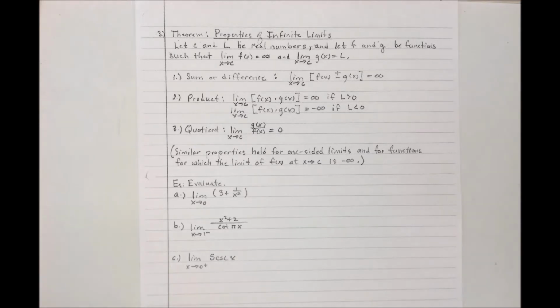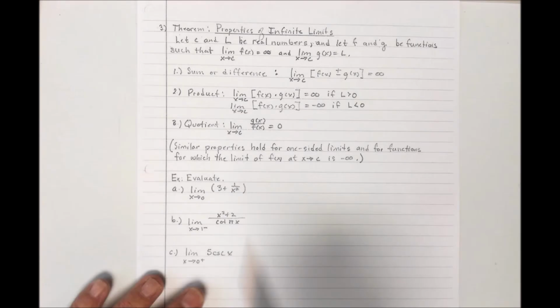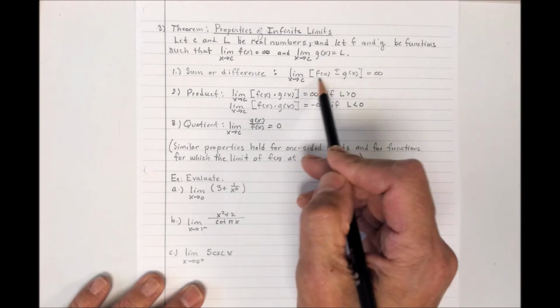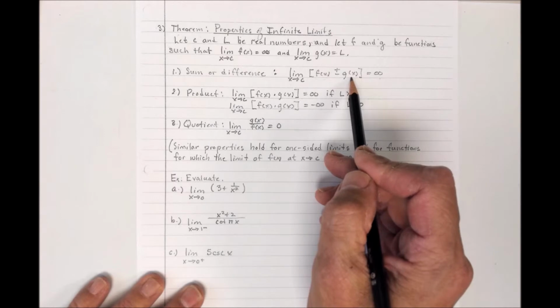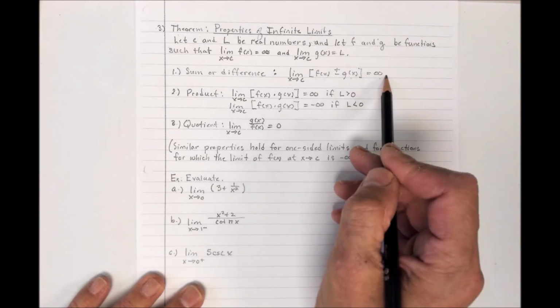So in this theorem on the properties of infinite limits, we let c and L be real numbers, and we let f and g be functions such that the limit as x approaches c of f of x is infinity, and the limit as x approaches c of g of x is finite, equal to L. So what's the sum or the difference? The limit as x approaches c of f of x plus or minus g of x is infinite, because this is going to positive infinity, and it doesn't matter whether you add or subtract a positive or a negative number, it's not going to affect it, even if the number is very large in absolute value. This is going to go to positive infinity.